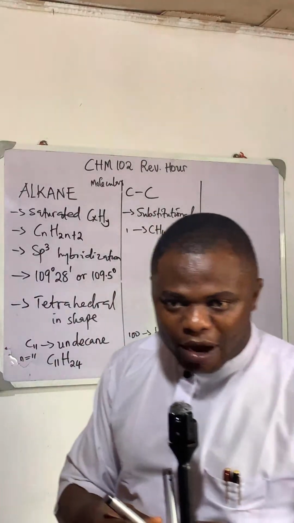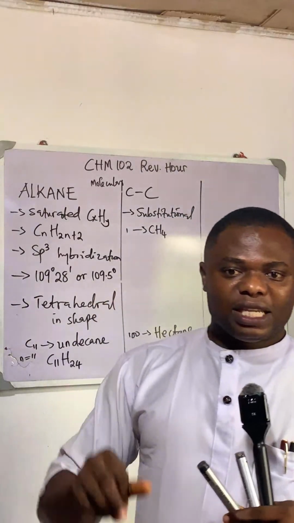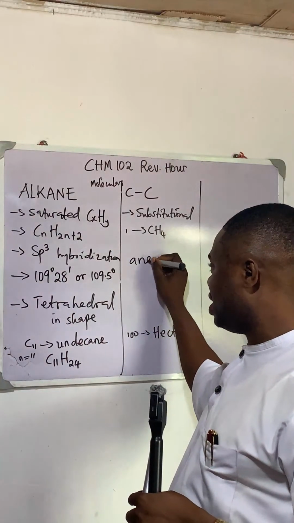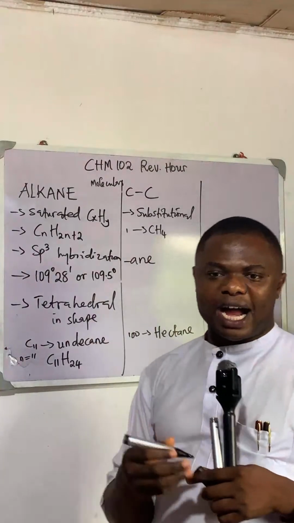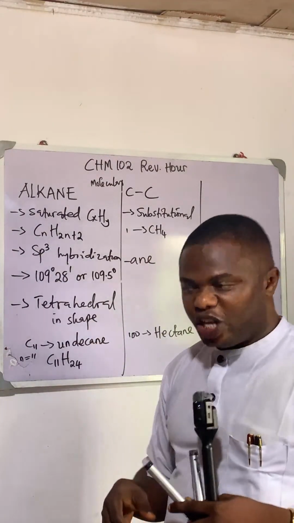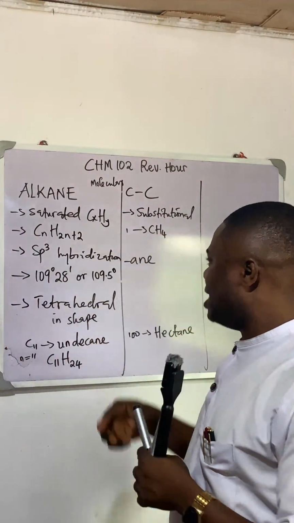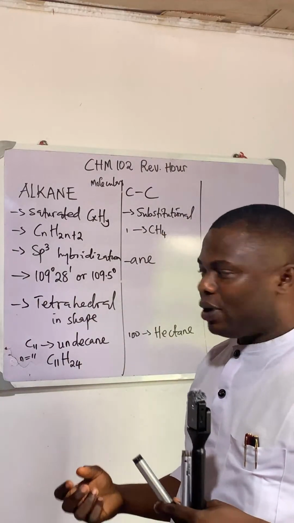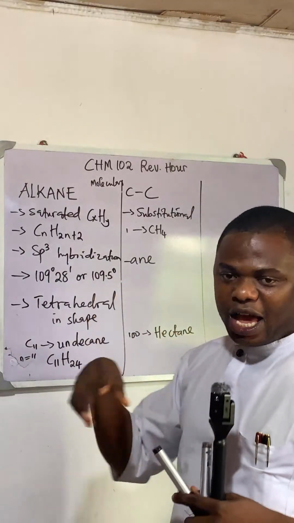That is alkane. The first member of the alkanes is methane. The second member is ethane. All of them end with -ane. That is the family name of alkane: -ane. So the first member is meth-, the second eth-, the third prop-, and you add the -ane.